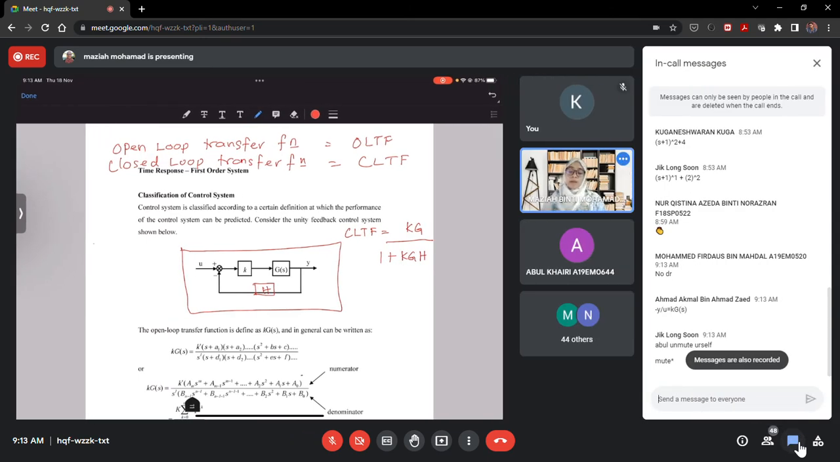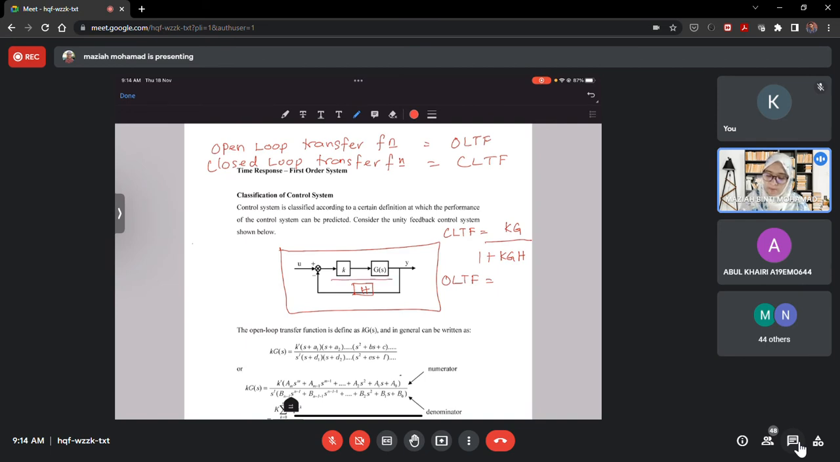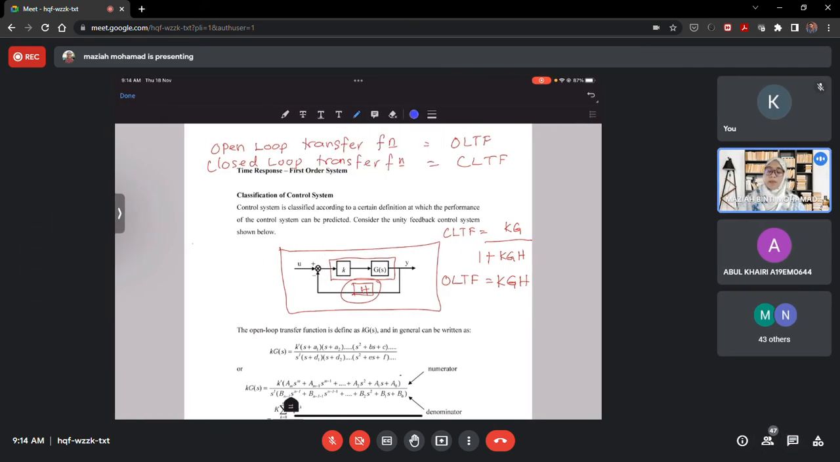For the open loop transfer function, you just multiply the feed forward transfer function with the feedback transfer function, or feed forward gain with the feedback gain. So it becomes KGH. That's how we determine the open loop transfer function.